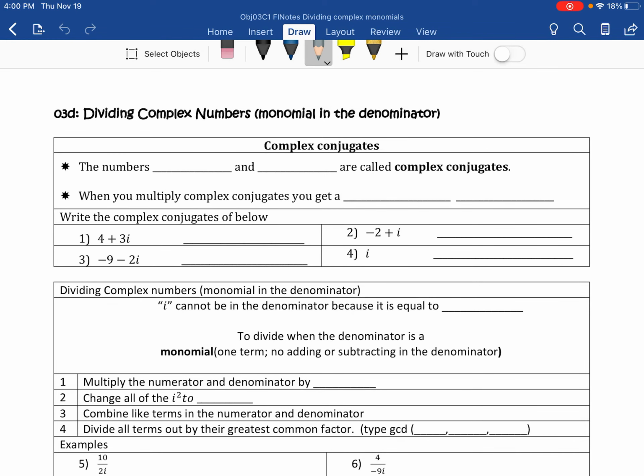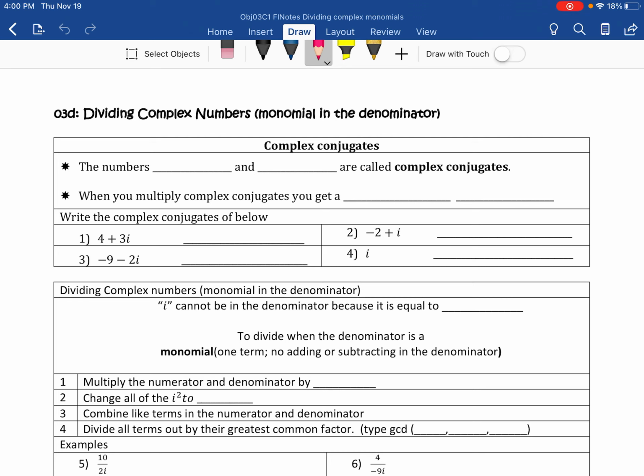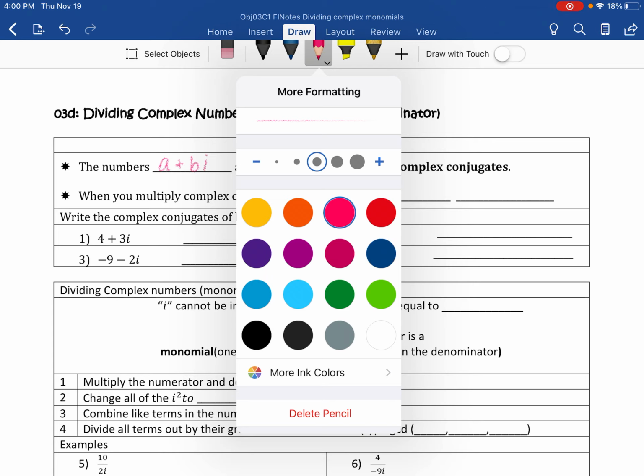Okay, we're going to start talking about dividing monomials. So we did addition, subtraction, now we're going to talk about division. First thing I want to talk about is called the complex conjugate. We've kind of dealt with this before. We did something in the warm-up. So a complex conjugate, a plus bi and a minus bi are what are called complex conjugates.